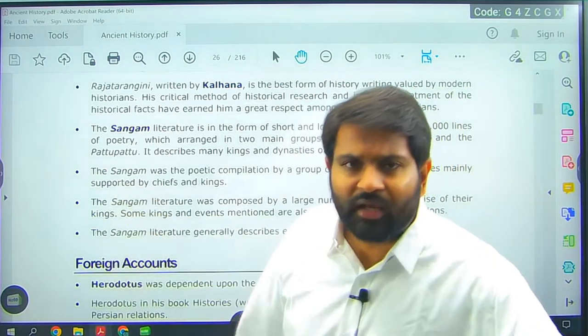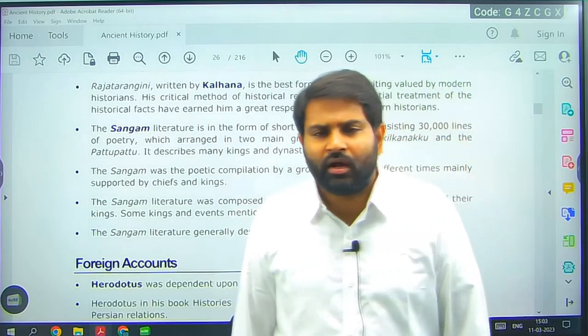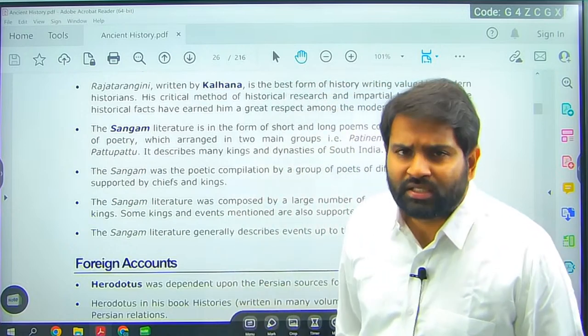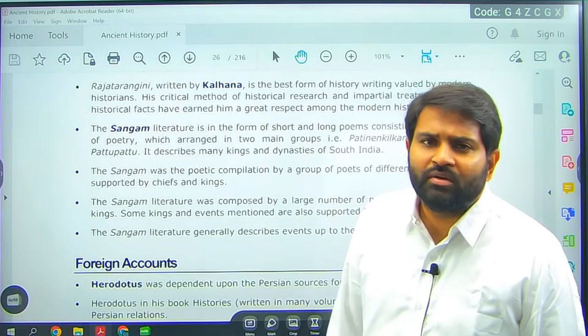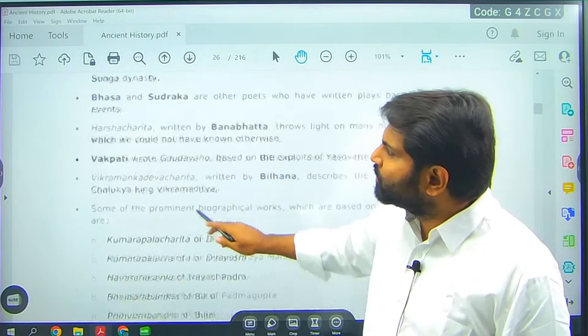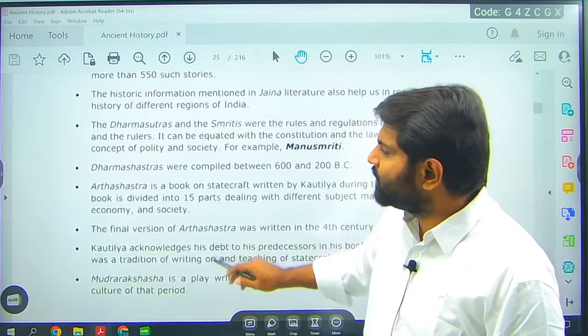So these are the historical accounts. You are trying to learn history from these historical accounts. When you try to understand history, what are those historical accounts? Vedas, Vedangas, Upanishads, Aranyakas, right? Similarly, if you talk about books, once again I would like to repeat all these books because these tend to be MCQs in your examination.